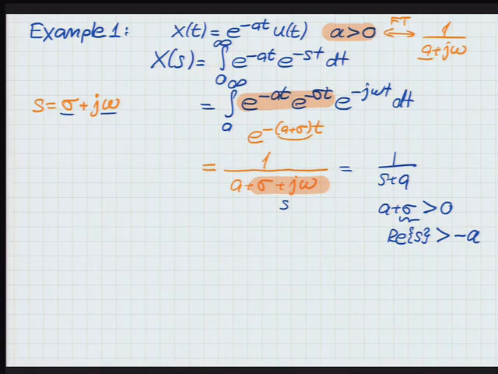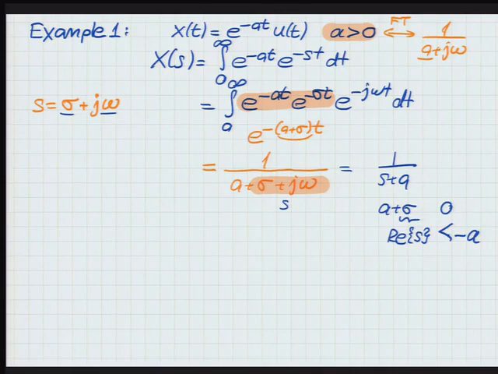Wait, did I do this right? No, it has to be positive. So what am I doing wrong? Oh, less than negative a. Yes. Duh. Okay. Does that make sense? Yeah, this is wrong. The first one is wrong too. Is that what you're saying?